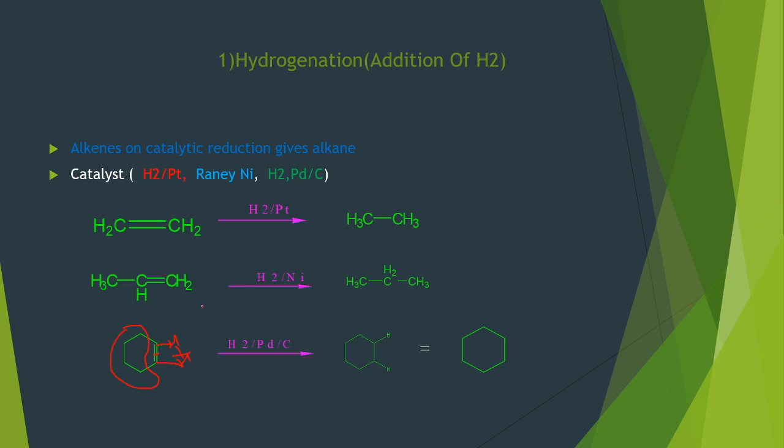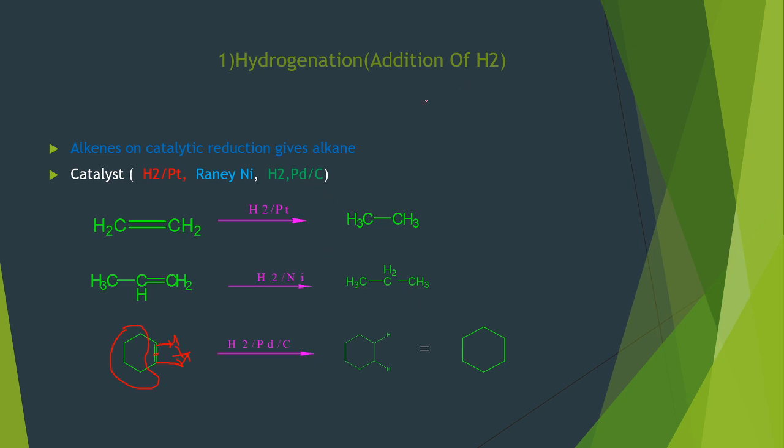Or how will you prepare propane from propene? They will tell you it is from propene. So what we have to write is this structure, take one of the catalysts among these three, and write the product. Yes, that's all. Next, we will see other preparation methods.